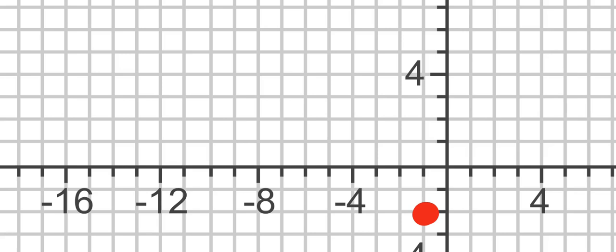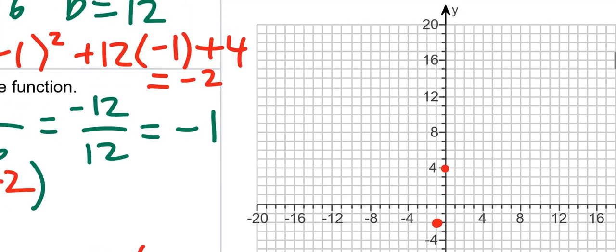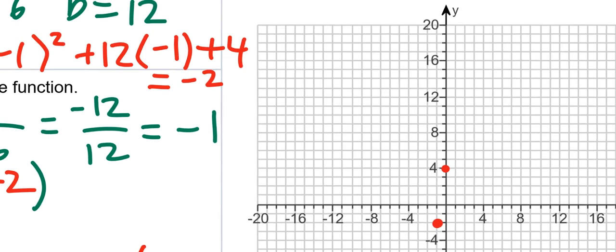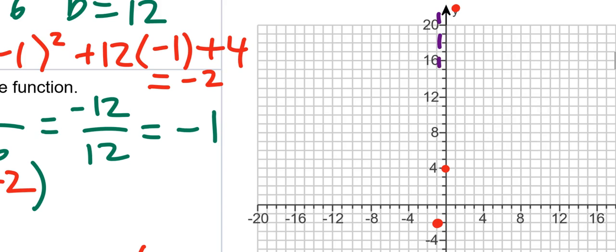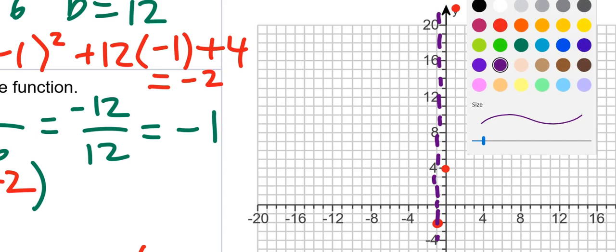Alright, now, if I go 1 to the right, how far up do I go? 6. If I go 1 more to the right, how far up do I go? 18. What's 4 plus 18? 22. Off my graph. Okay? Now, do our little tiny axis of symmetry here. Well, it's not really that tiny, but okay. Yeah, this is a not so fun graph.